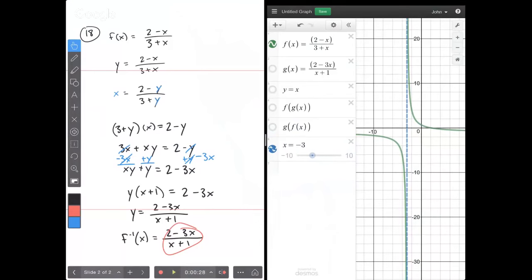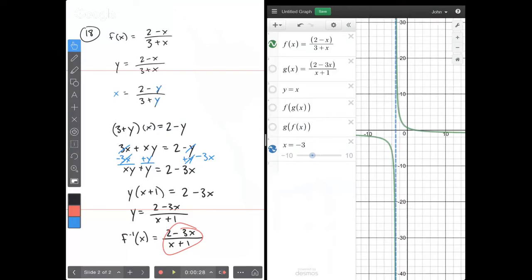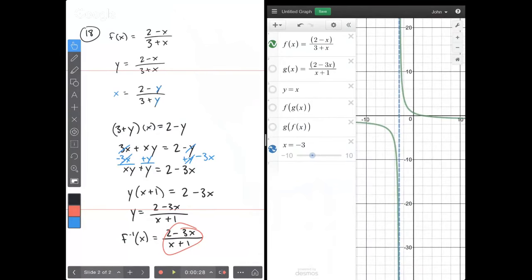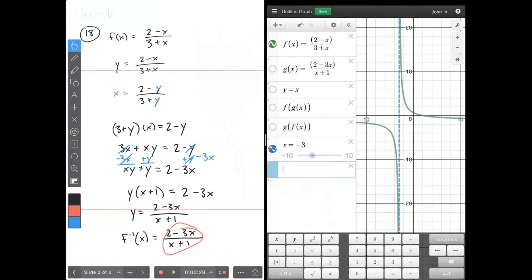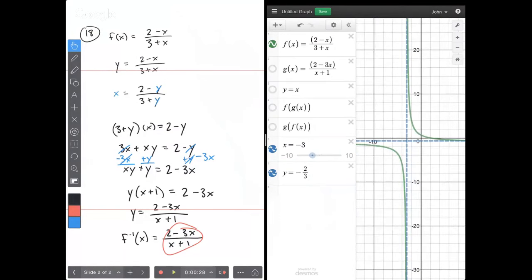Make that a dashed line, because if we plug a -3 in the denominator, we would get a 0 in the denominator. You can't divide by 0. And you should also notice that the ratio between the top and the bottom is -2/3. So we're going to say there's a horizontal asymptote at y equals -2/3. And again, I'm going to make that dashed. So those would be things we would notice about f of x.